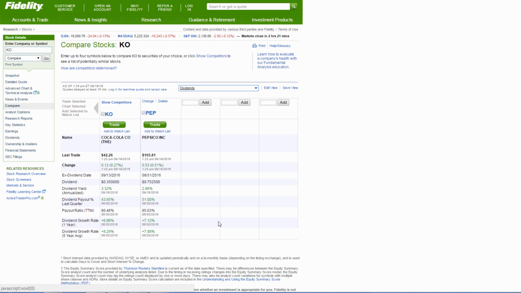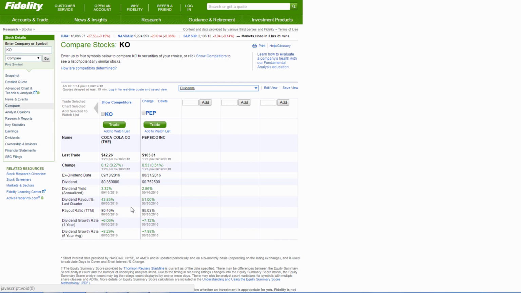Also, we want to look at payout ratio, where we want that number to be a lower number. We're also really concerned that anything that starts getting over like 70% might be a little concerning. So if we look at our payout ratio, you can see they both pay out pretty high. They're 80, 85, just something to keep aware of.